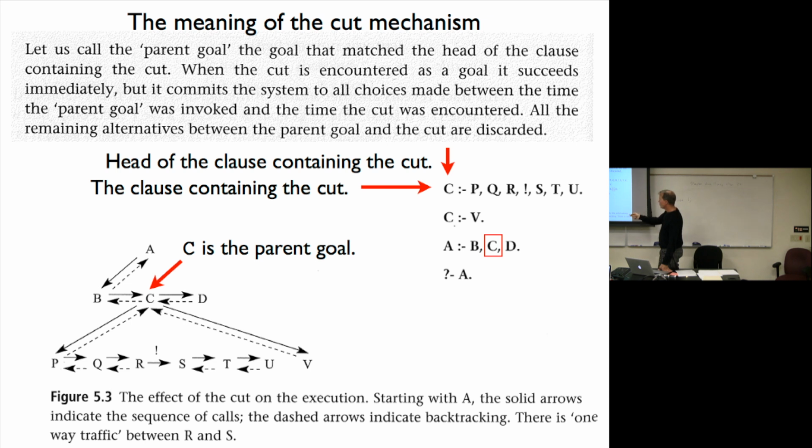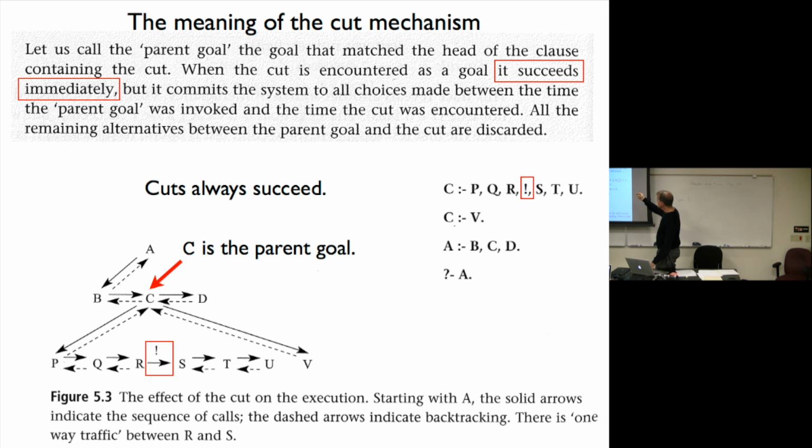So what happens is we are in here and this is the parent goal. So that's what we mean by the parent goal. Are you with me on that? Okay, so this is the head of the clause, this is the clause containing the cut, this is the head of the clause containing the cut, and this is the parent goal. All right, and now what does it say?